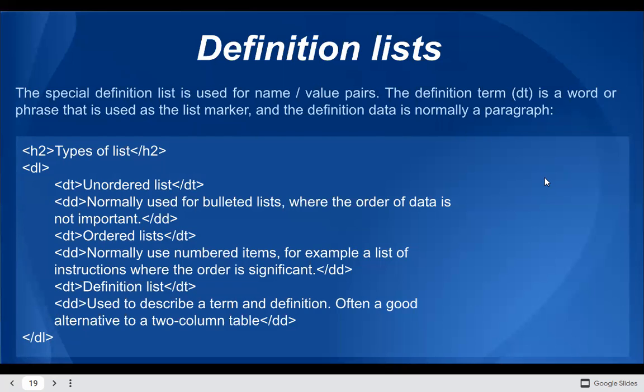Then we have a definition list in which we define the DT definition term, an ordered list, which is normally used for the bullet list where the order is not required. Then we have a DT, ordered list, normally used for numbered items, for example, a list of instructions where the order is insignificant. Then we have a definition list, which is used to describe a term and definition, often a good alternative to a two-column table. So we have ordered list, unordered list, and definition list. Definition list is used to describe a term when we do not want to use the two-column table.